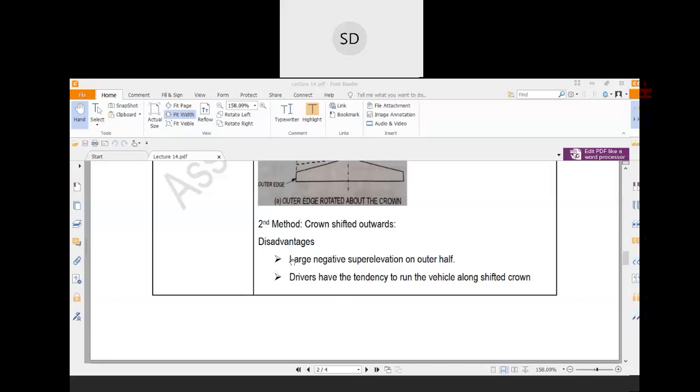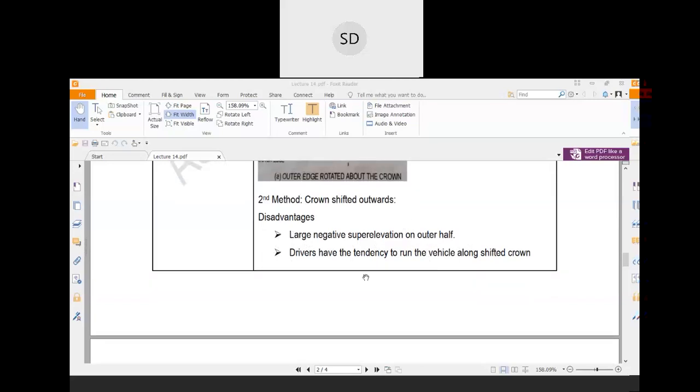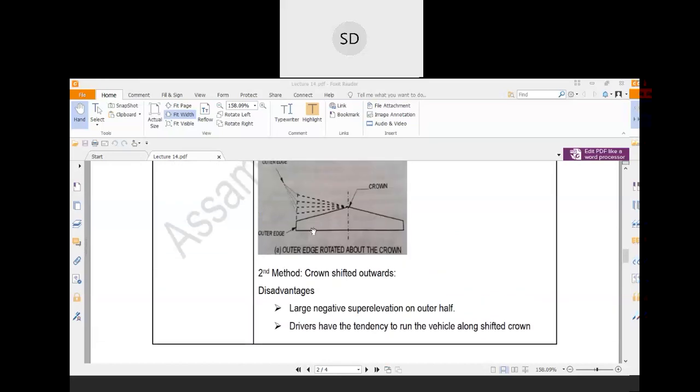So in this case, some disadvantage would be there. Large negative super elevation on the outer half. So in such cases, if a vehicle is moving in the outer half, he will experience some negative super elevation. Drivers have a tendency to run the vehicle along the shifted ground. So always the driver has a tendency to move their vehicle in this portion, and therefore the remaining portion of the road would be blank. So all this portion of the road will not be used properly. So this is the second method.